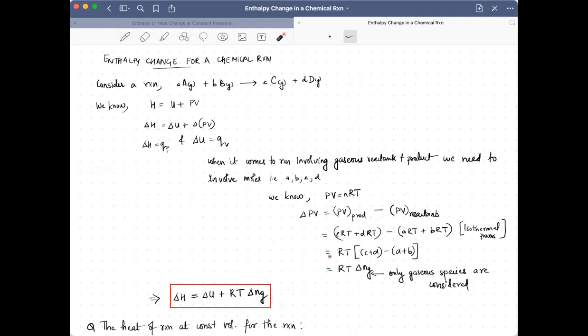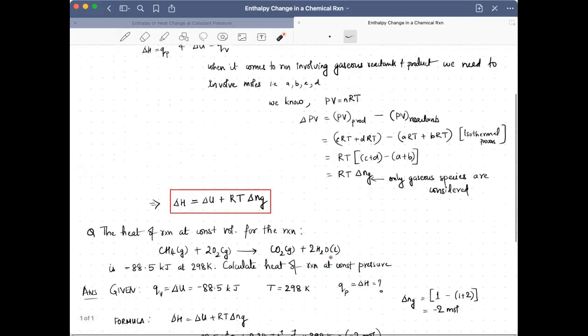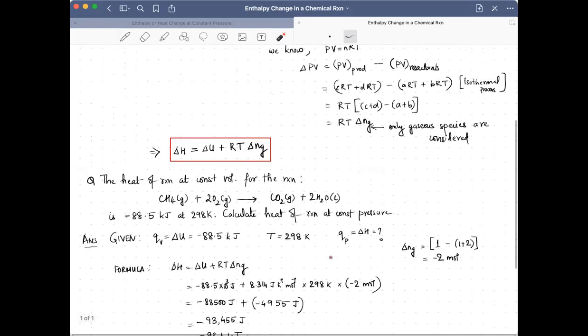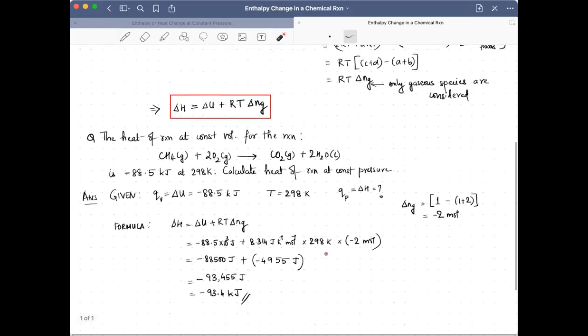Let me take you to a question which would elaborate the application of this particular equation. This is very, very important, and I hope you have understood how this equation came into being, not exactly a derivation. And this you should keep in your mind.